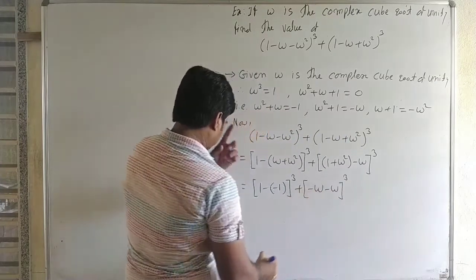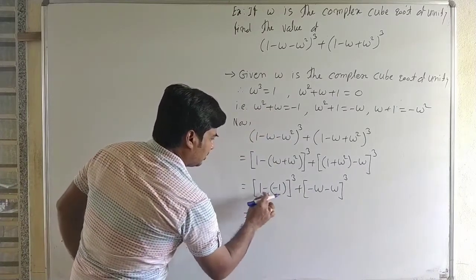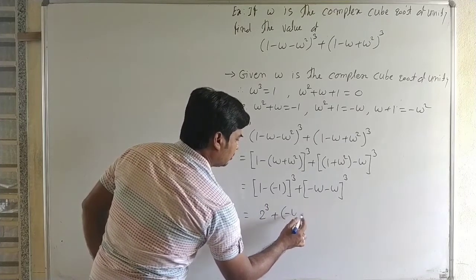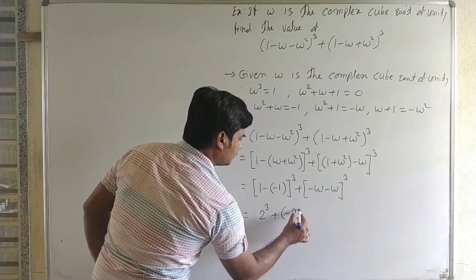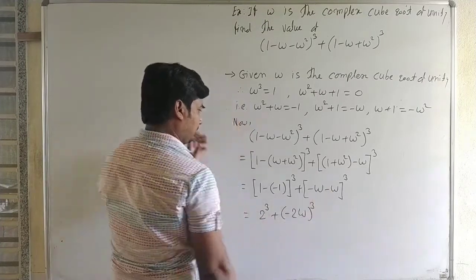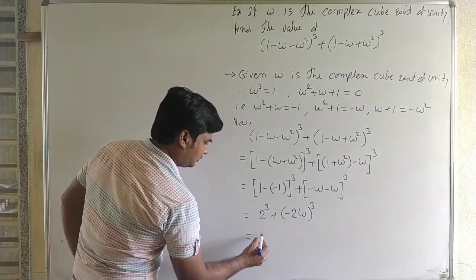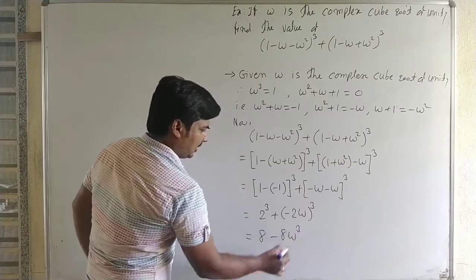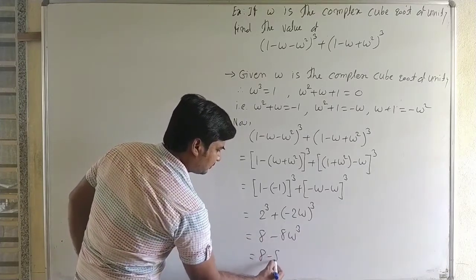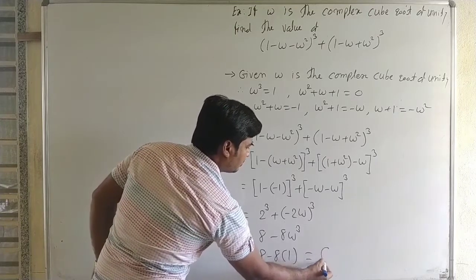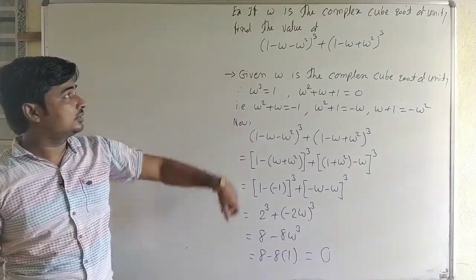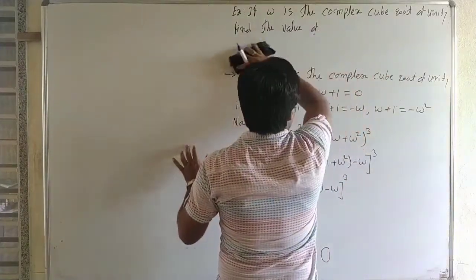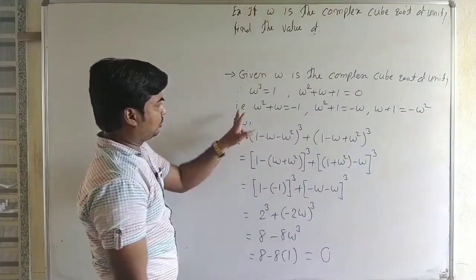cube. Okay. Now it is 2 cube plus minus 2 omega cube. Okay, carefully. Now it is 8 and minus 8 omega cube, and again omega cube is equal to 1, and therefore it becomes 0. Okay, it is the value of this. Now we see the next example. See carefully all calculation. We use these properties.